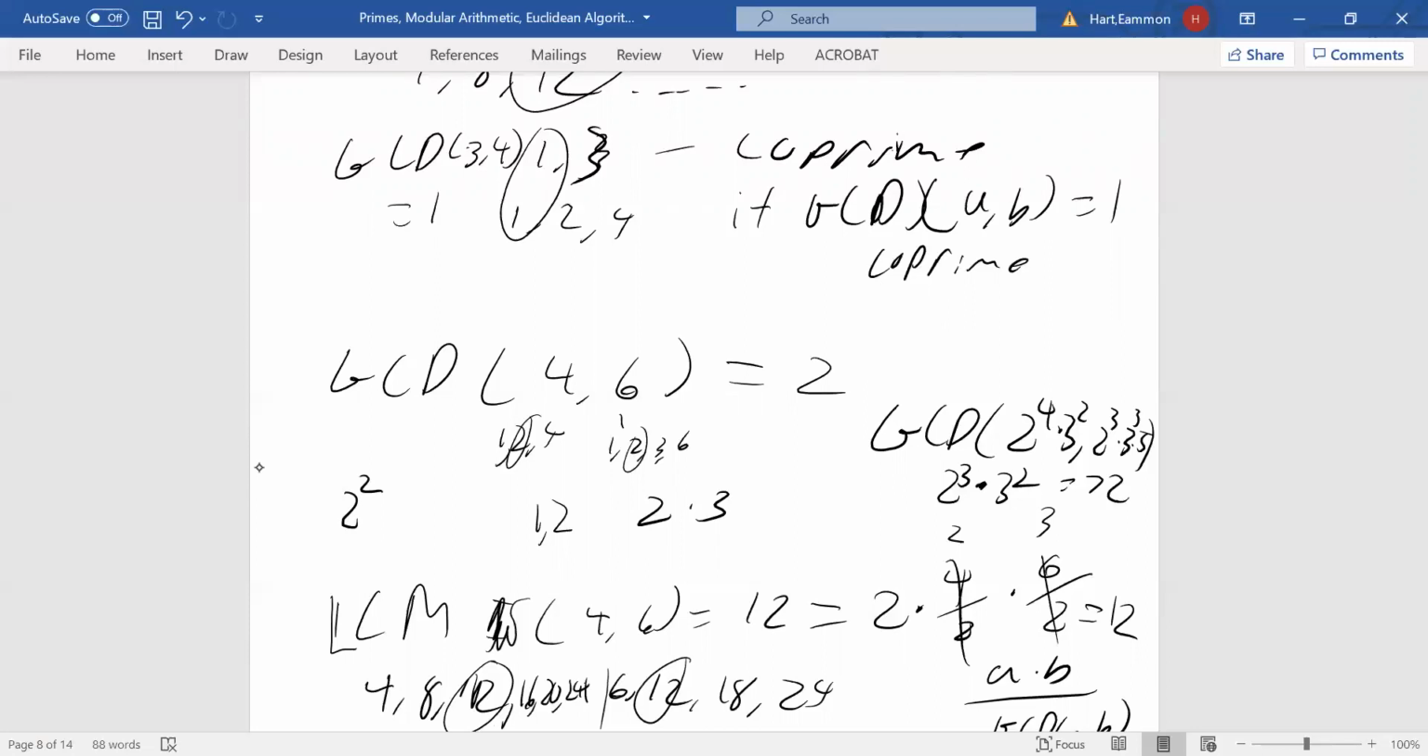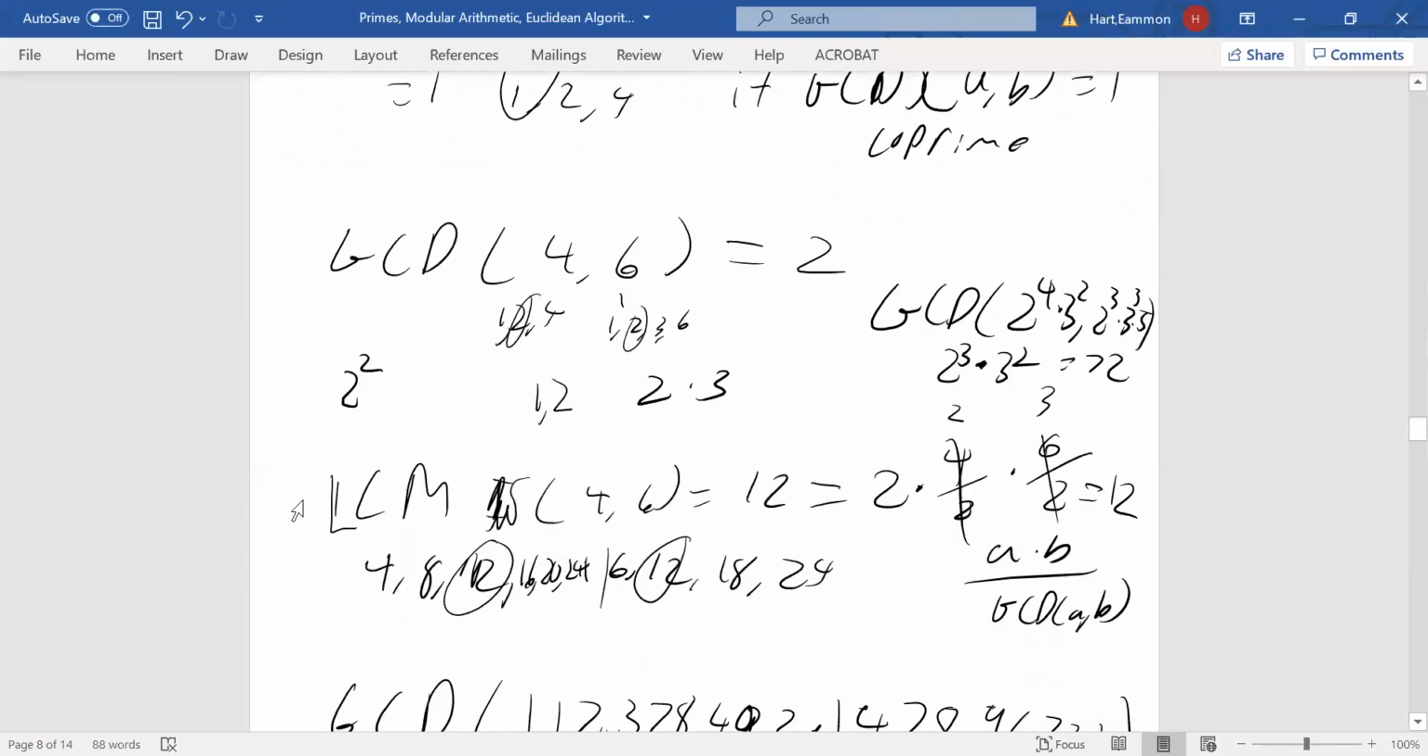So the GCD of these two numbers, I don't actually know what they are, you can calculate for yourselves, would be 2 to the 3rd times 3 squared, and that's going to be equal to 72. So that's another possible way to calculate the GCD.